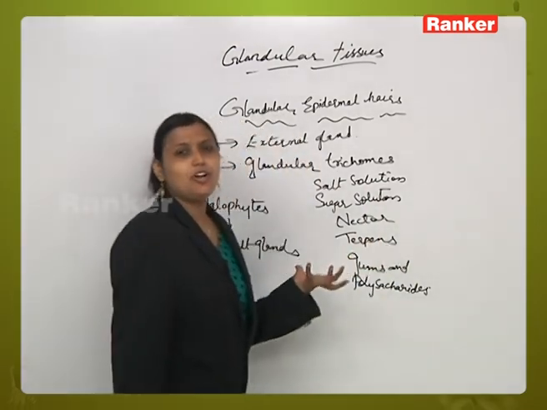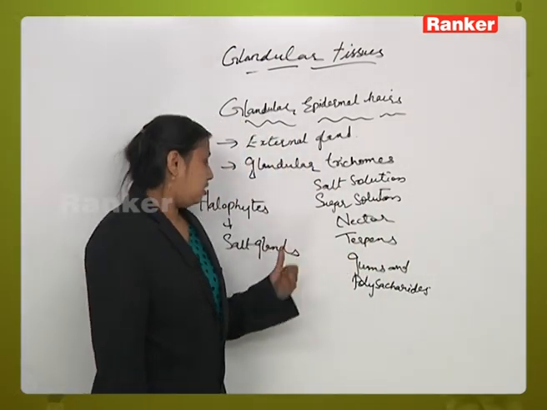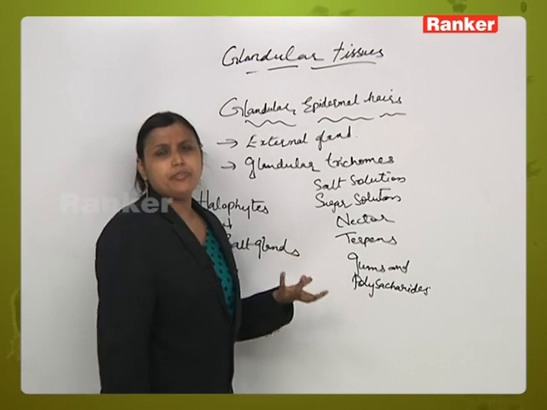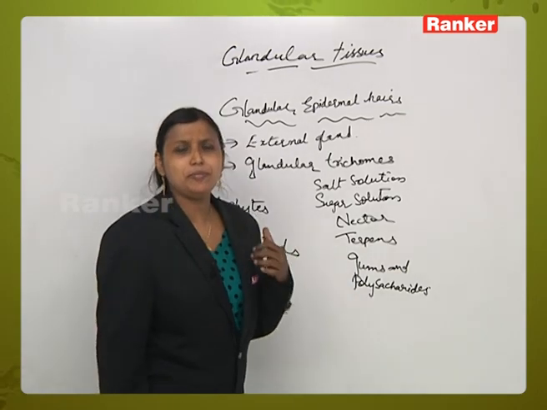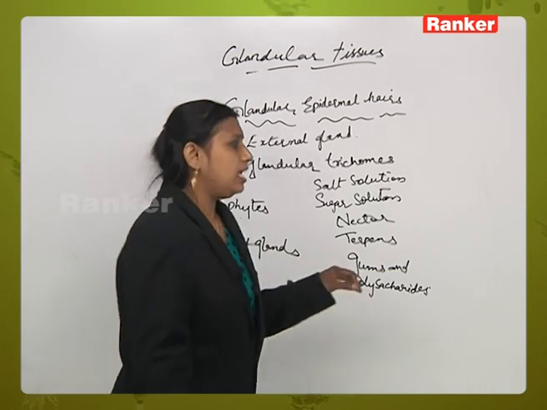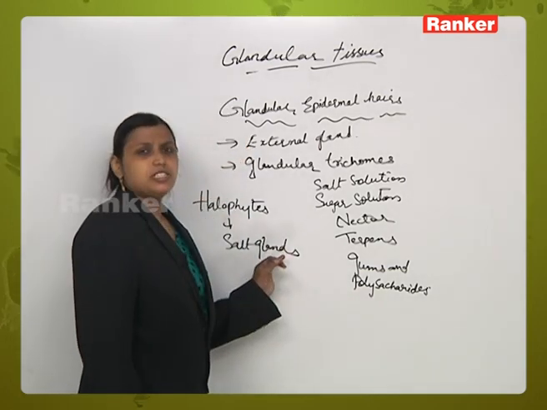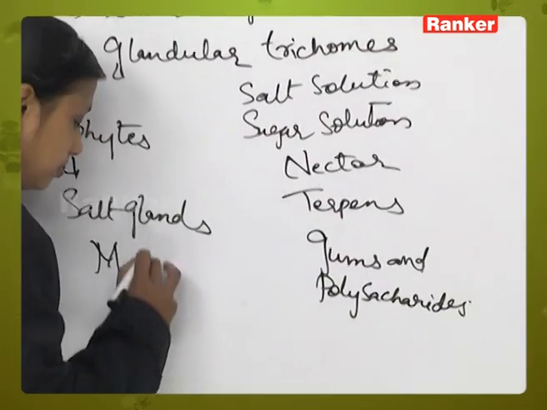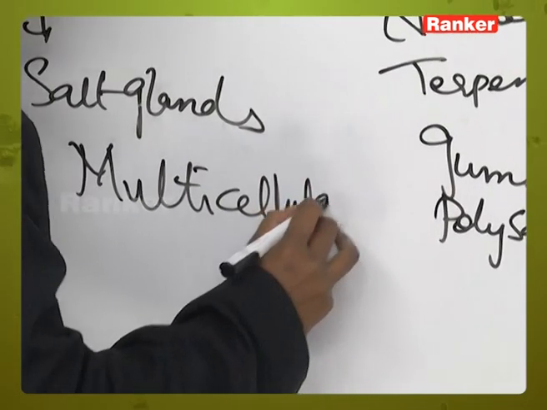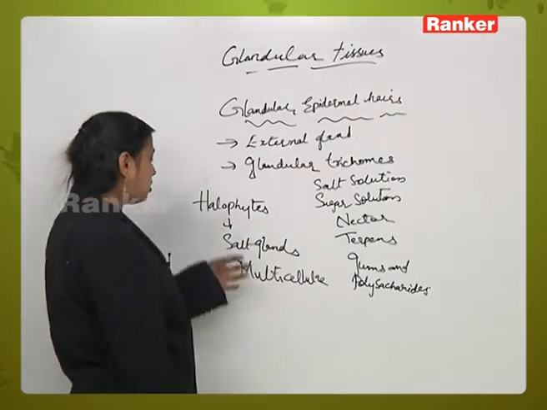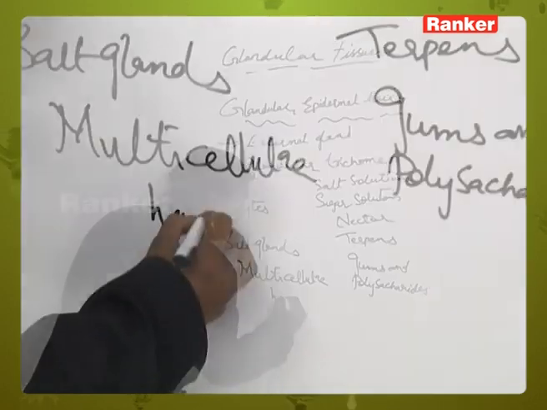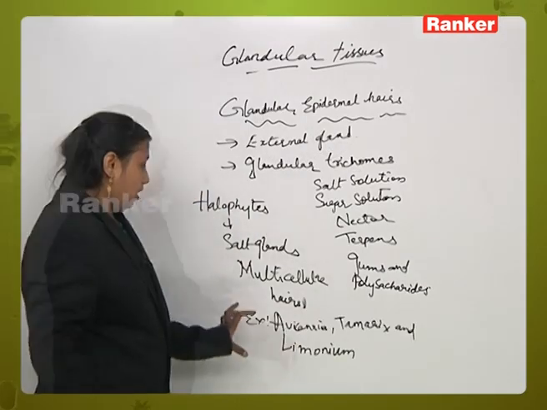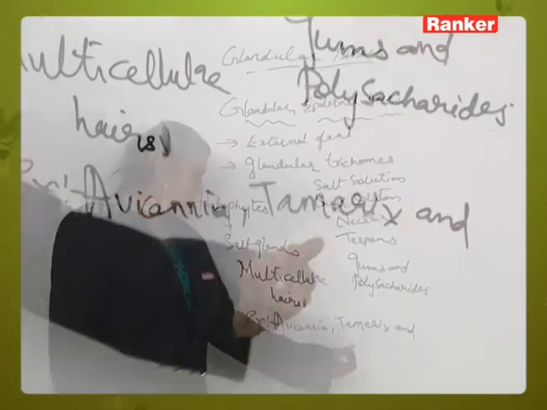Each hair consists of a sac-like secretory cell which is present at the tip of a narrow stalk. It dries up at the mature stage, but the salt remains here as a white dry layer. Most of the salt glands of this type are multicellular hairs. The examples for this are Avicennia, Tamarix, and Limonium.